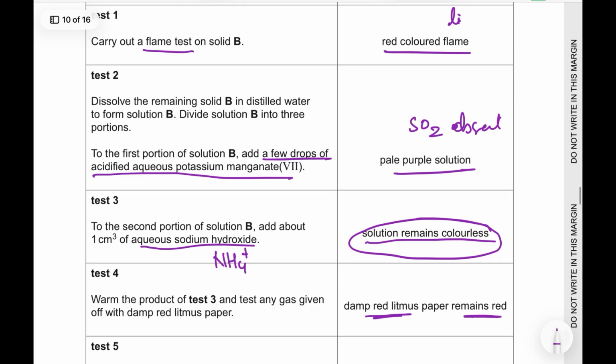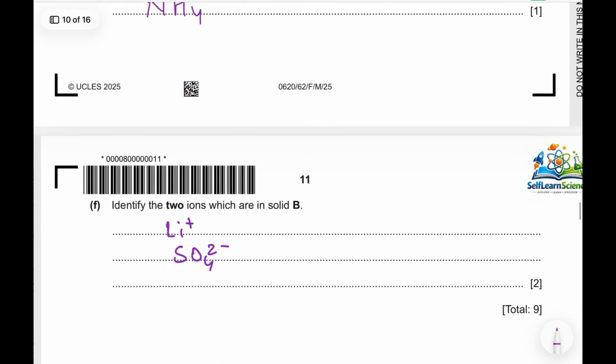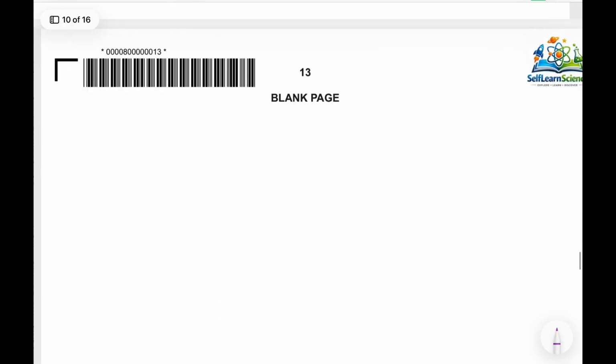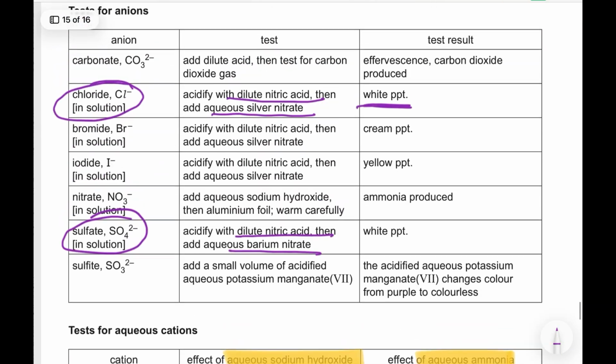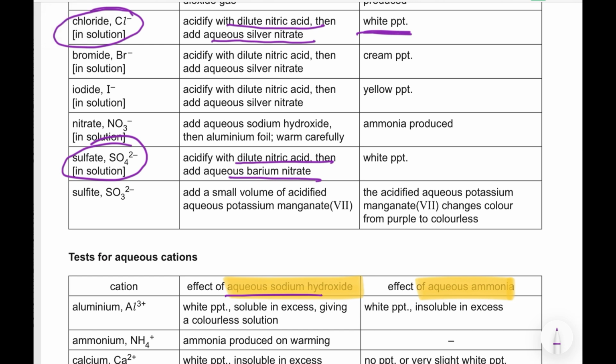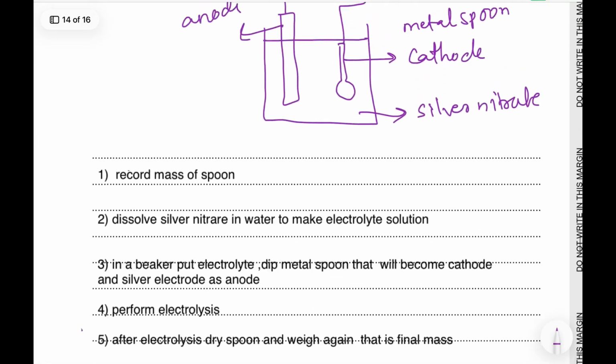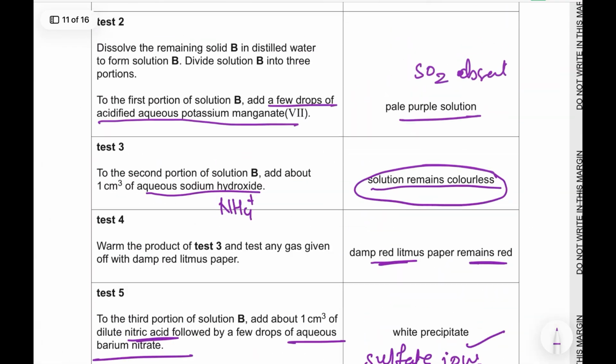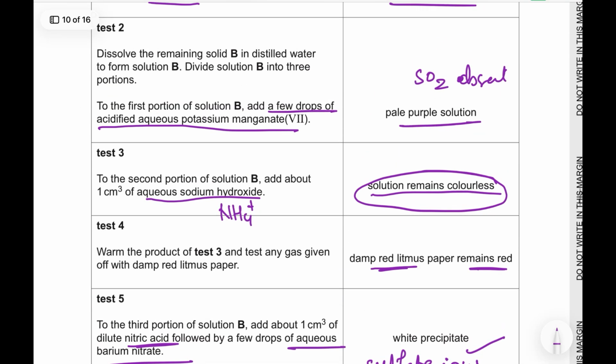For the next test, the student adds a few drops of acidified aqueous potassium manganate, a pale purple solution. Now acidified potassium manganate is a test for sulfide ions. Here if you see, we have this test, acidified aqueous potassium manganate, and it changes color from purple to colorless. But if you see the question, the color remains the same, purple only. So there is no change in the solution.